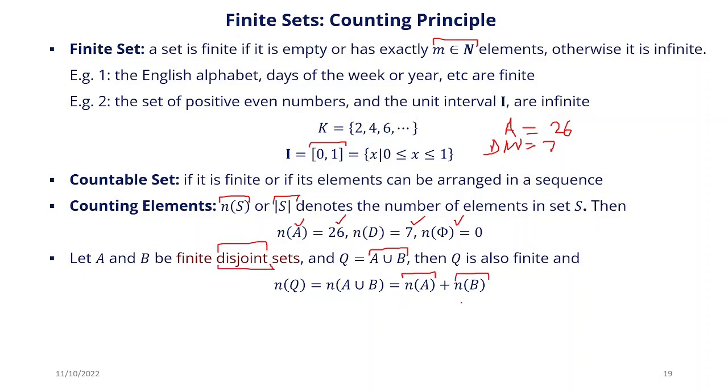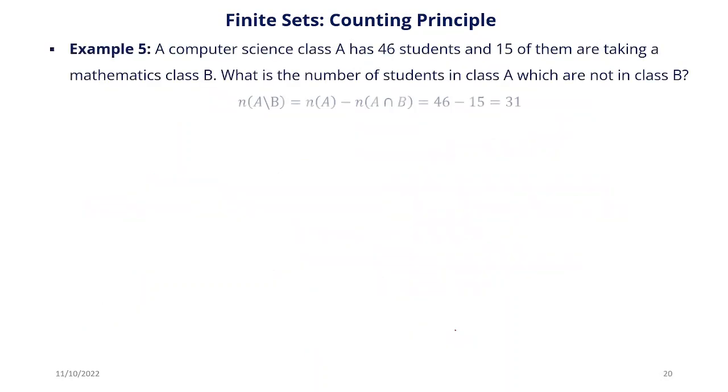If they are not disjoint, we see that something needs to be removed from the addition in order to get the count of a set. Let A and B be two finite sets, not necessarily disjoint. Then the number of the difference between A and B is the number of A minus the number of the intersection. Still on the counting principle.